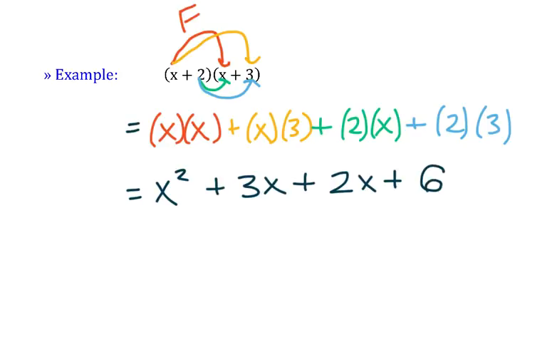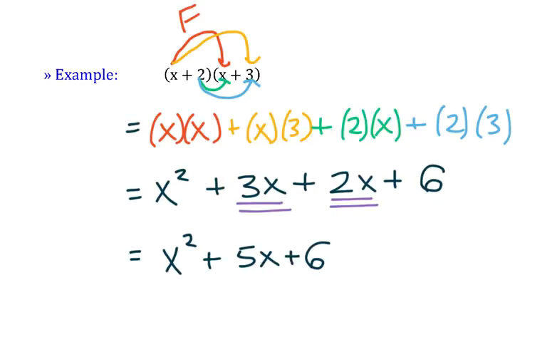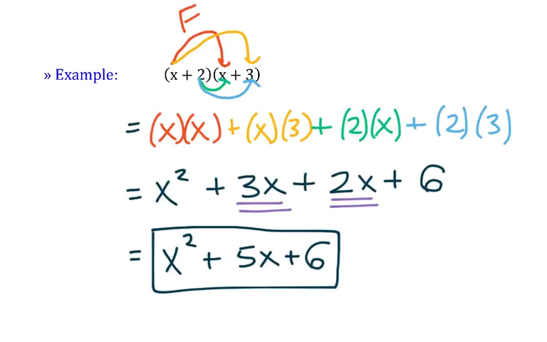So after foiling, we notice that there are some like terms, and that's what we'll do next, is just combine them. So if we combine our like terms of 3x and 2x in this example, it means we have x squared plus 5x plus 6 as the final cleaned up FOILed version of our original problem. So that's one example of foiling.